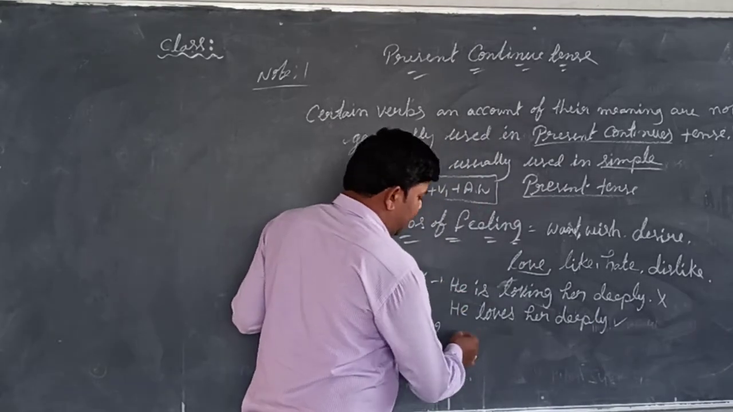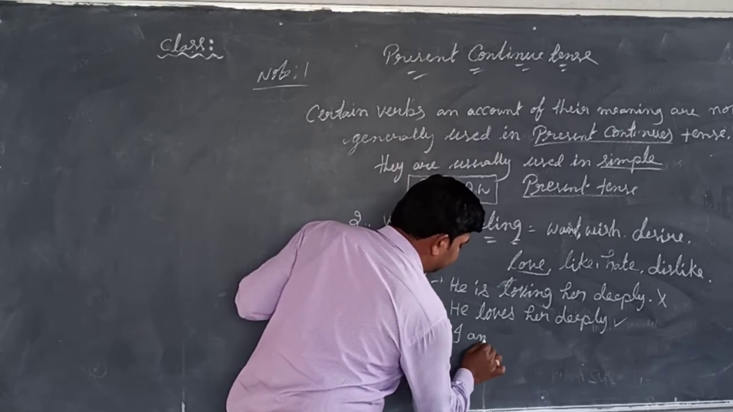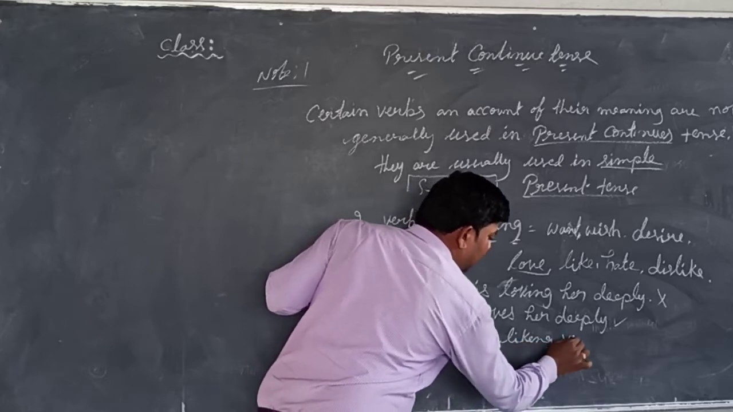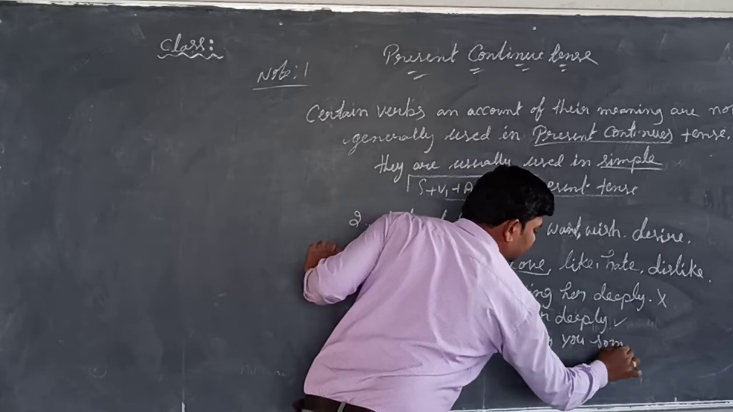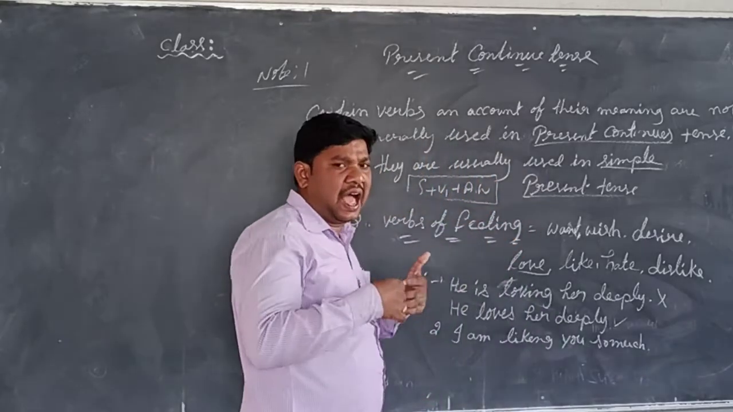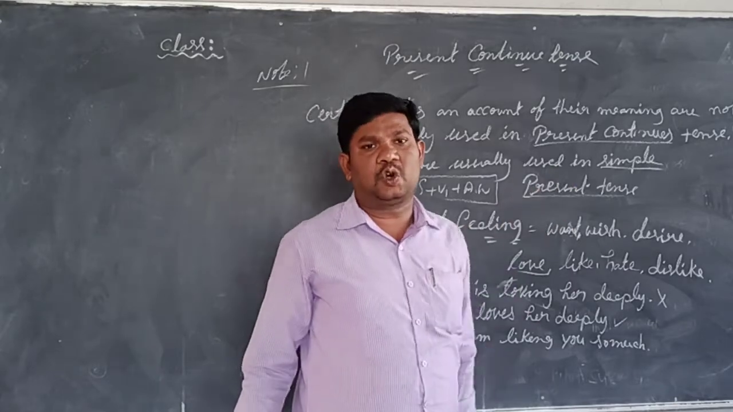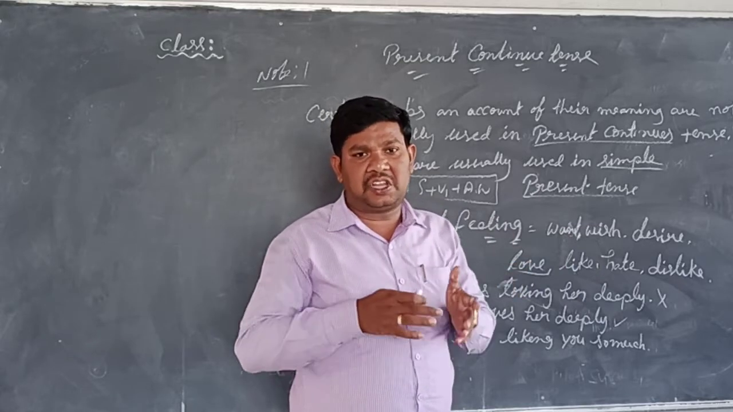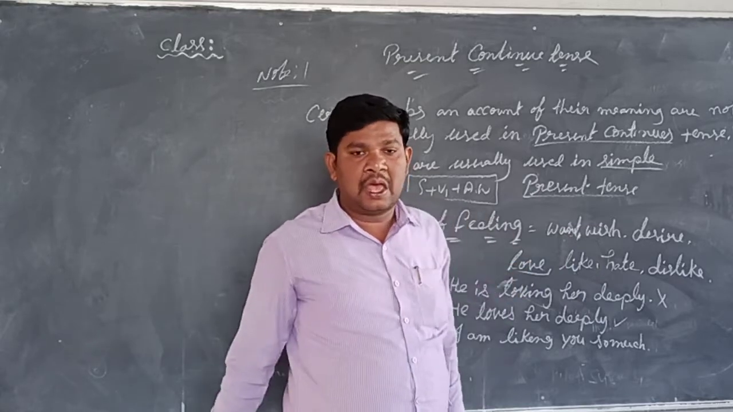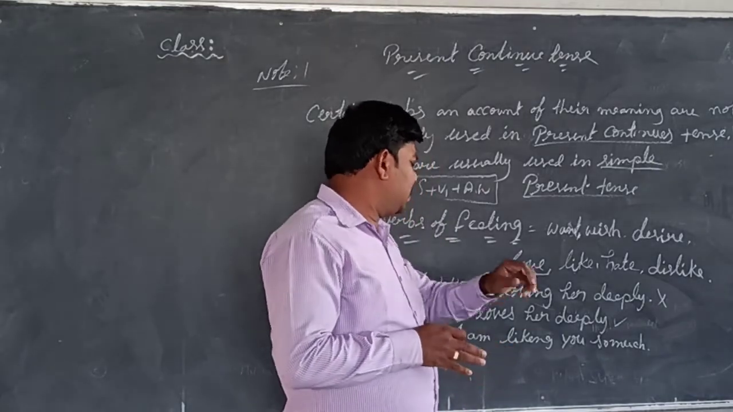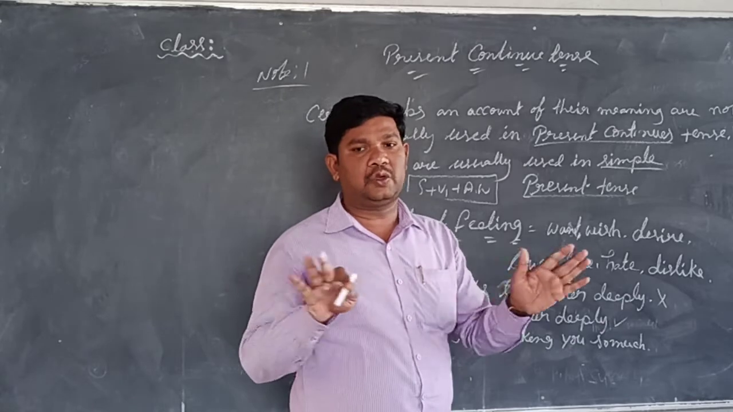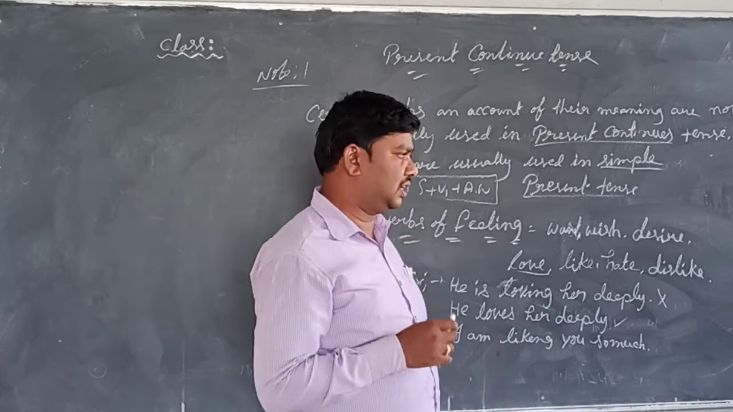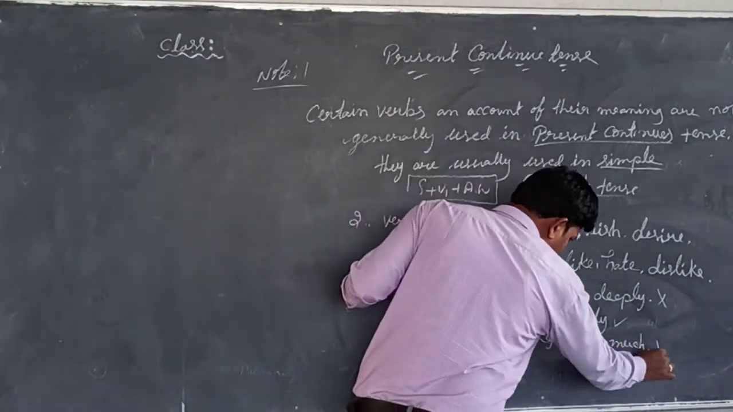Please observe another one. I am liking you so much. Present continuous. Of course the action is still going on when you are talking about something, but when you are using the verb like, you should not use present continuous tense. It is possible only in simple present tense. That's why this sentence is also wrong.